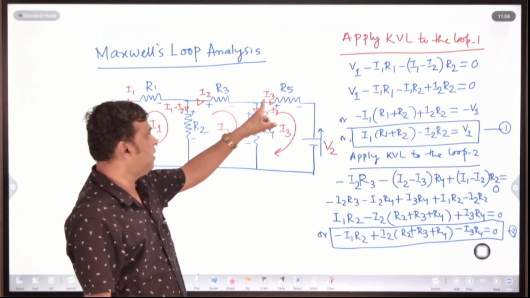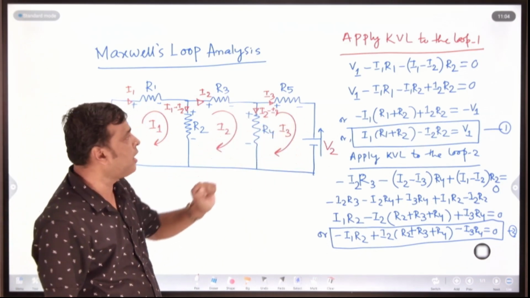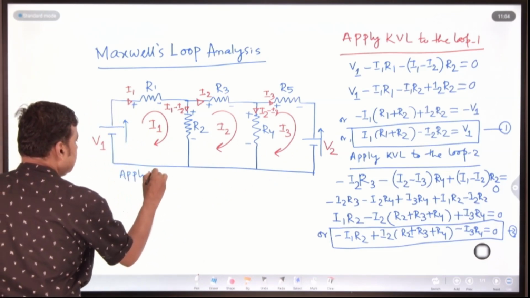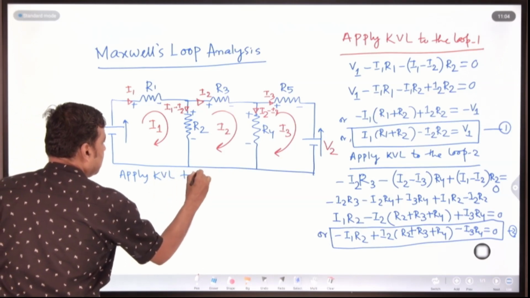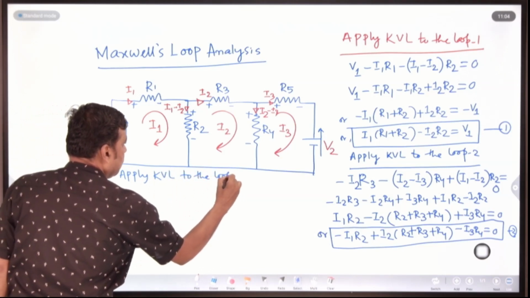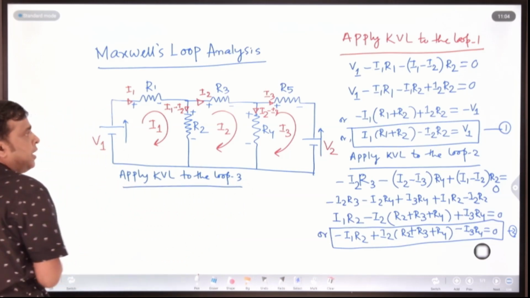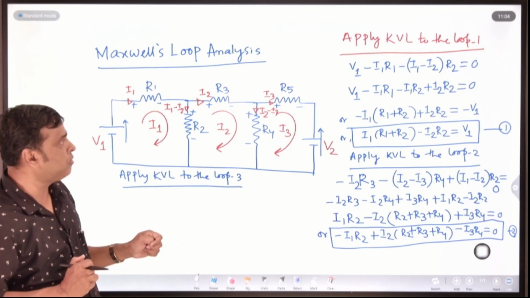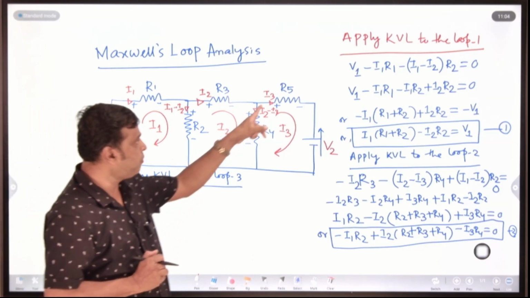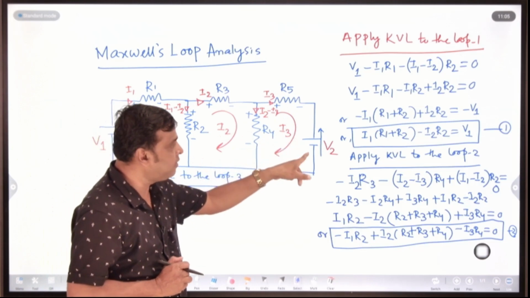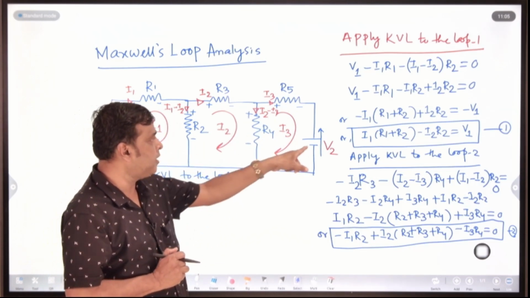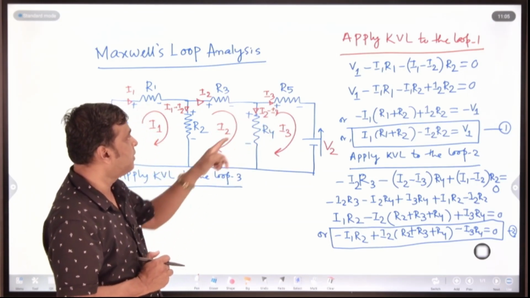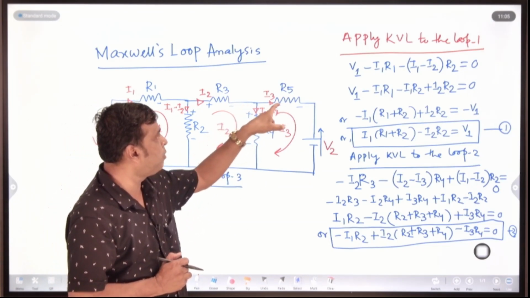Then next apply KVL, Kirchhoff's voltage law, to the third loop or mesh 3. Already I told you, if you move from plus to minus, consider minus, and if you move from minus to plus, that will be plus. In loop 3, there are 2 resistances and there is a voltage source. If there is a resistance, multiply with current. This is your resistance R5, the current flow is I3.